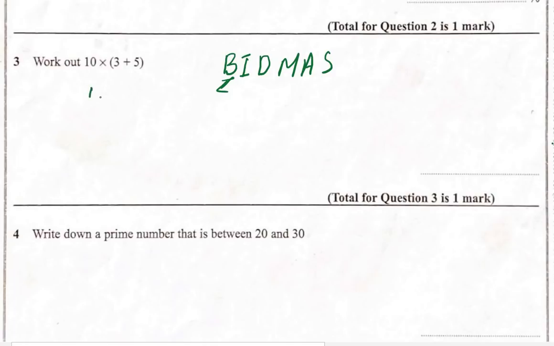10 I'm going to write as it is because I'm not doing anything with 10 times. Now 5 plus 3 is going to be 8. Now we need to put the bracket as well. We have done the bracket process, so now 10 times 8 is going to be 80. So the answer is 80. Now next question.